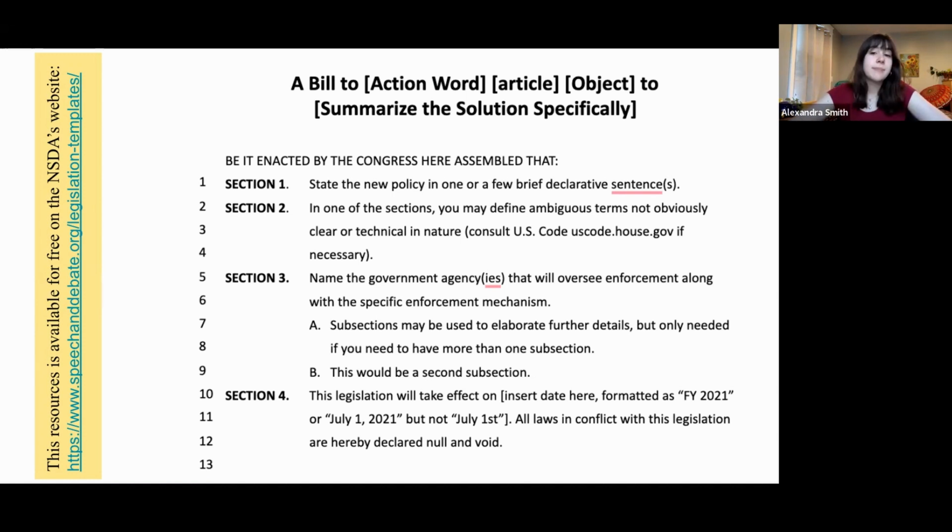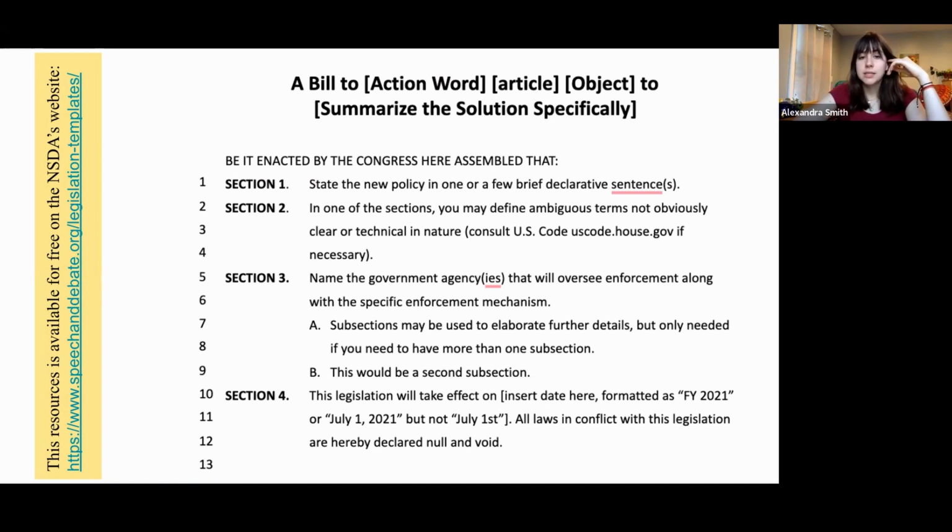The title doesn't matter too much. It should sum up what's going on within the legislation. It doesn't need to necessarily take the "a bill to action word article object summarize the solution specifically" format. Do whatever you want. Just make sure it's relevant to the legislation. Sometimes acronyms are fun. There was one a couple nationals ago, it was like DDDDD or JJJJJ or something. I don't remember. It was funny.